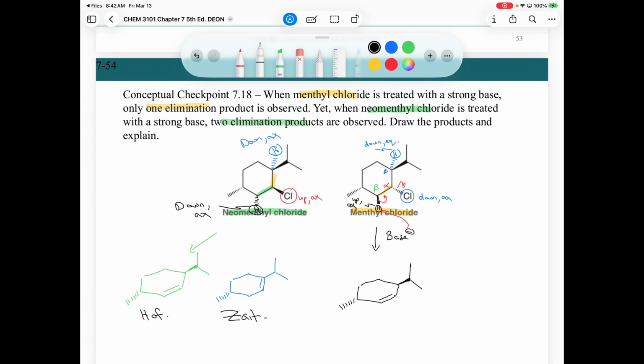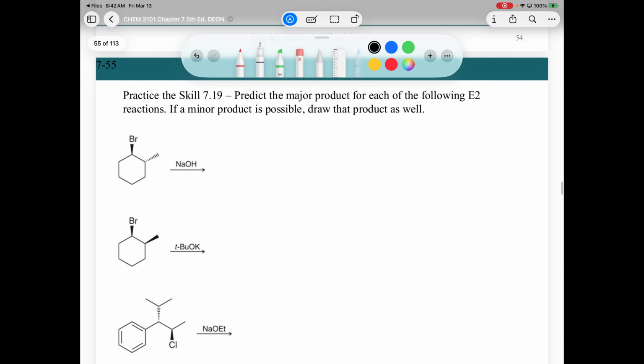So if you're like, well, how did you know the chlorine was axial or equatorial? I didn't, right? There's two conformations. There's one where it's axial, there's one where it's equatorial. I'm just going to say, well, in order for this to happen, it has to be axial. So I'll start with that, right? This is my starting point every single time, okay?